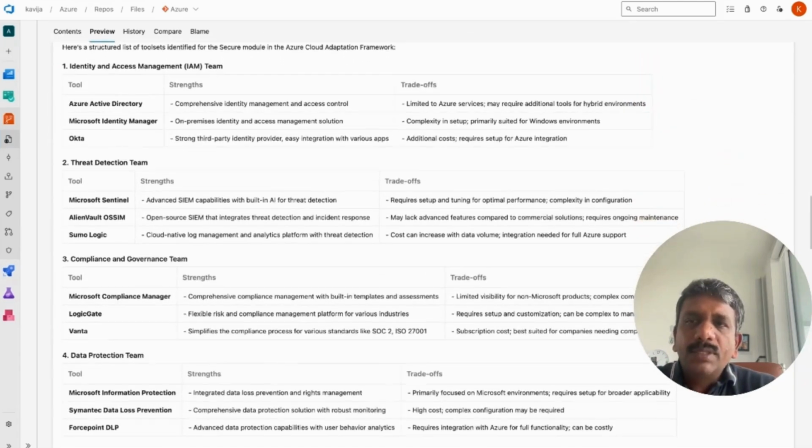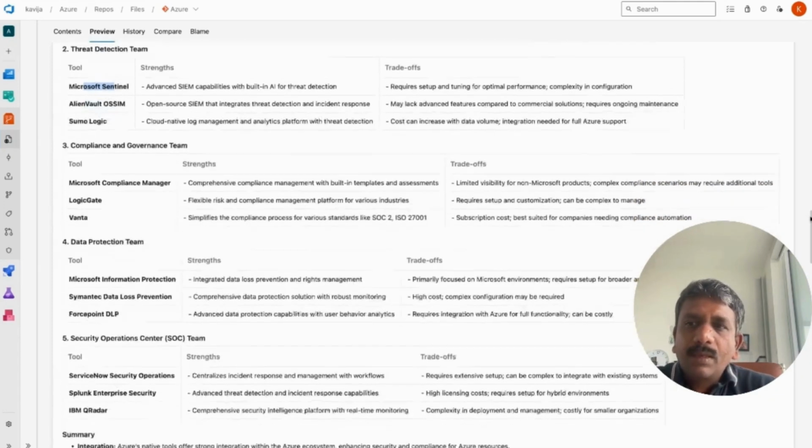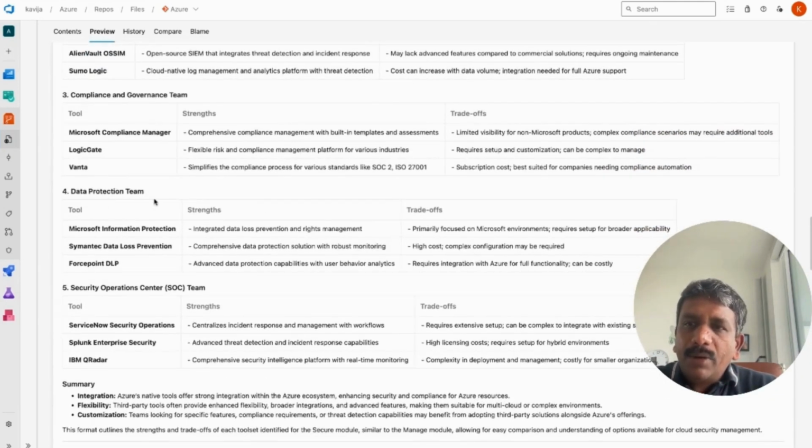So some of the tools are used by these teams. IAM team, primarily they will be using Active Directory. Threat detection team, primarily they will be using Sentinel. Governance team, they will be looking at the policies. And data protection team, they will be looking at Purview. And security operations, they will be looking at multiple tools, be it Defender, Sentinel, Monitor, and most of the other tools.